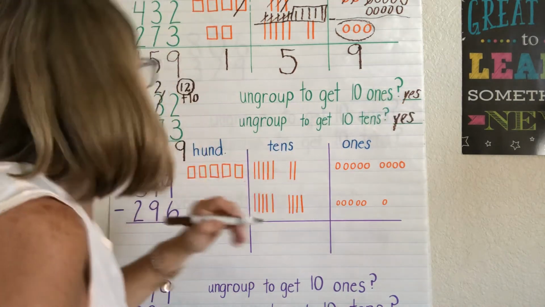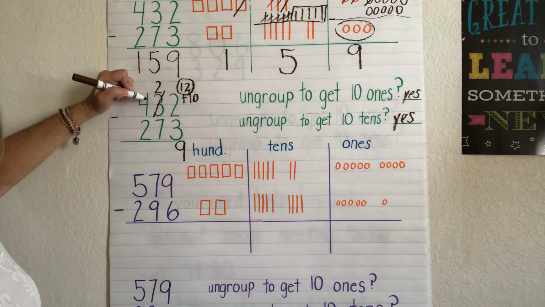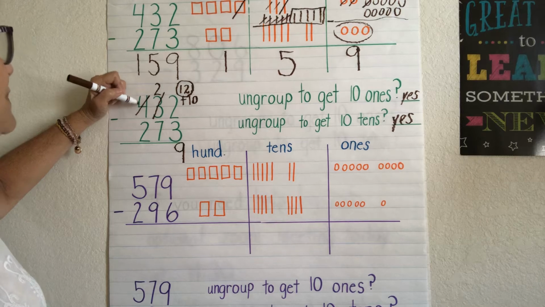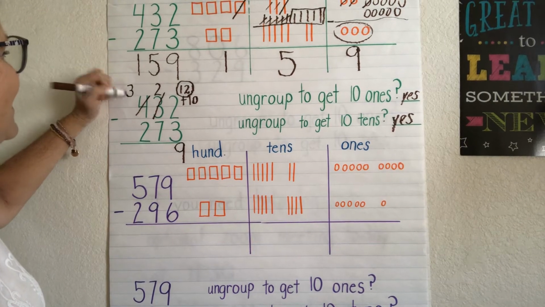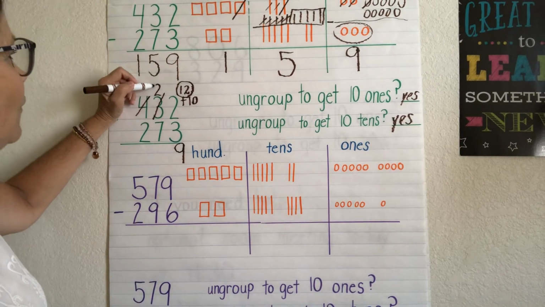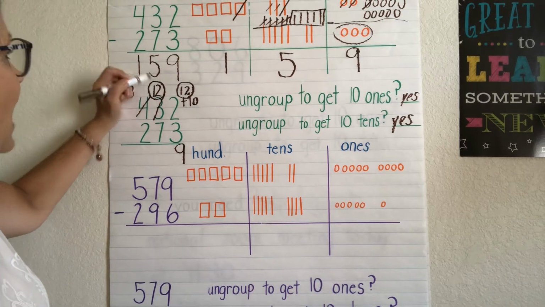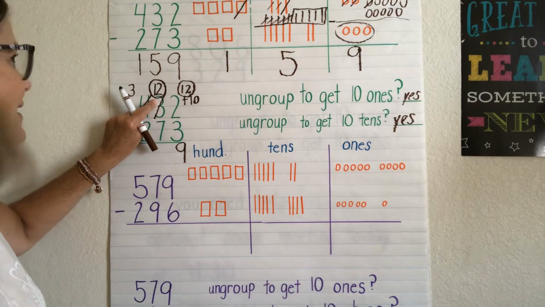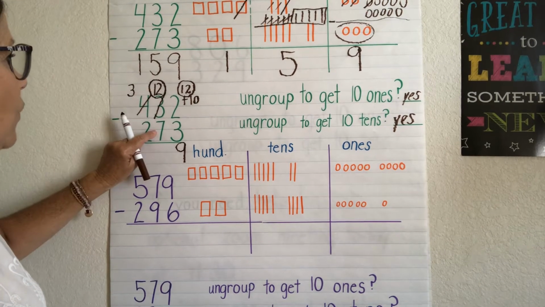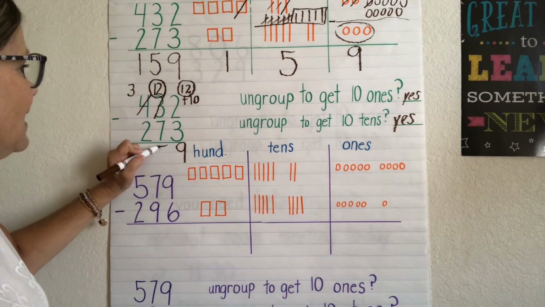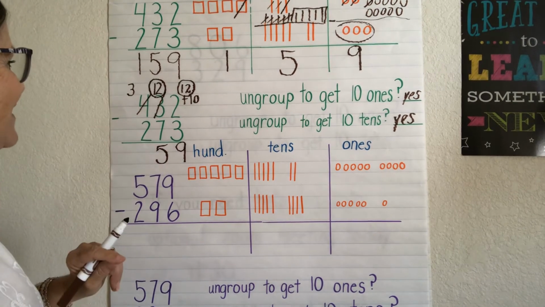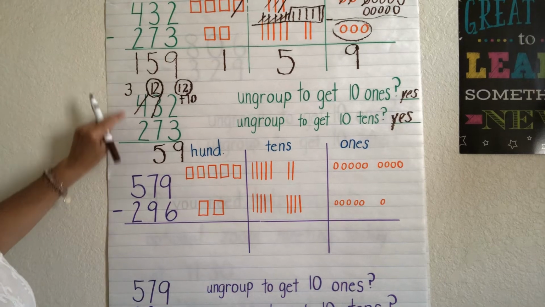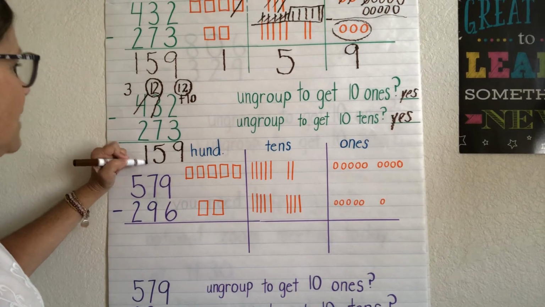Yes, I do. So my 4 hundreds becomes 3 hundreds. I'm going to bring 10 over, and I've got now 12 tens. 12 tens take away 7 tens is 5 tens. And now I'm going to move to my hundreds. 3 hundreds take away 2 hundreds is 100.